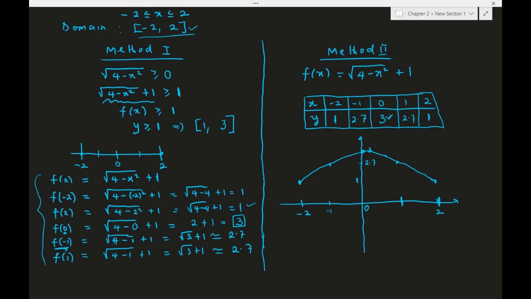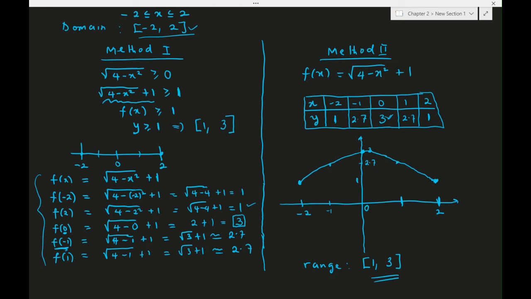And from here, we can take what is the range. So from the range here, remember, here is closed. They are all closed at both ends. Both at minus 2 and 2, they are closed. So the value of y is also closed. And what is that value of y? It's 1. And what is the maximum value? The maximum value is here. Here is also closed. So this is 3. So we have this range.